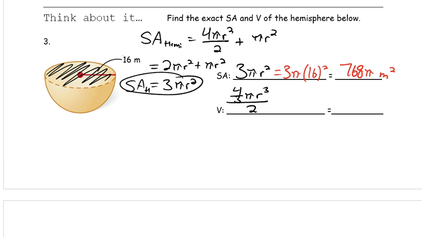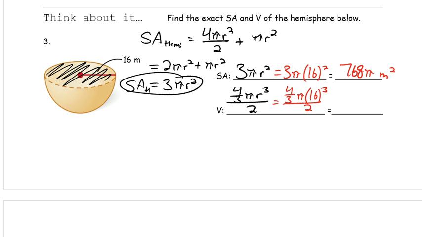Because you are just cutting the volume in half. You're taking exactly half of it. It's a little bit different than surface area. You could reduce that if you wanted, or you could multiply by 1/2 and make it 4/6 or 2/3 pi r cubed instead of dividing the whole thing by 2. It comes out to be the same either way. So 4/3 pi times 16 cubed all over 2.